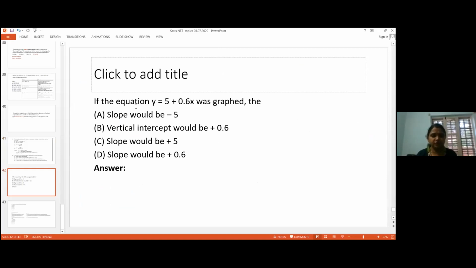If the equation y equals 5 plus 0.6x was graphed, what would the slope and the vertical intercept be? I'll be very happy to see a correct answer. Slope would be plus 5, slope would be plus 6. Can we see what it is? Either give me an answer or give me the options.